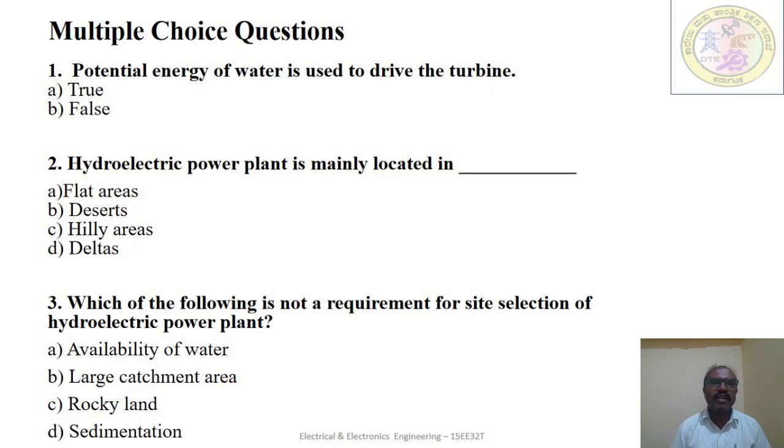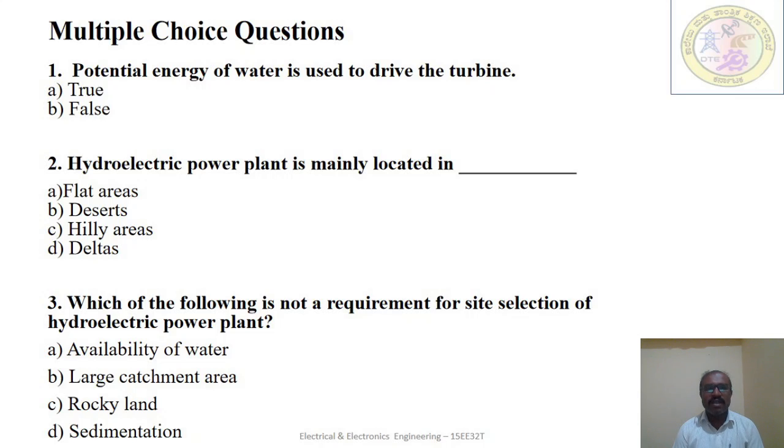Next, we will see the multiple choice questions. First question. Potential energy of water is used to drive the turbine. True or false? Answer is false. Because when the water falls from the dam to the turbine, the potential energy of water is converted into kinetic energy. This kinetic energy is used to drive the turbine.